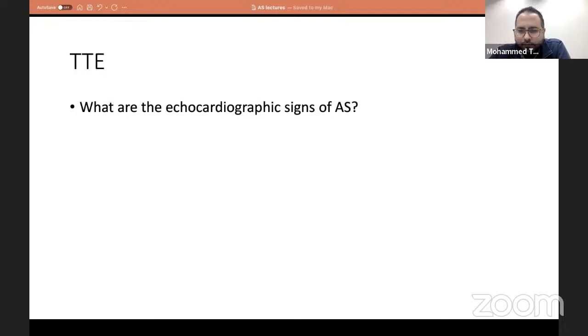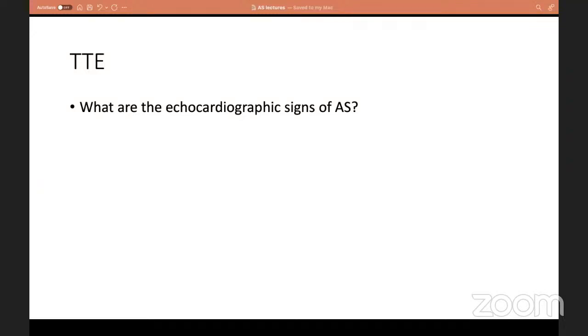What else? Mean pressure gradient. Okay. And how much of a gradient? If it's more than 40 millimeter mercury, we consider it severe. Excellent. What else? Aortic jet velocity. Okay. If it's more than 4, we consider it as severe.